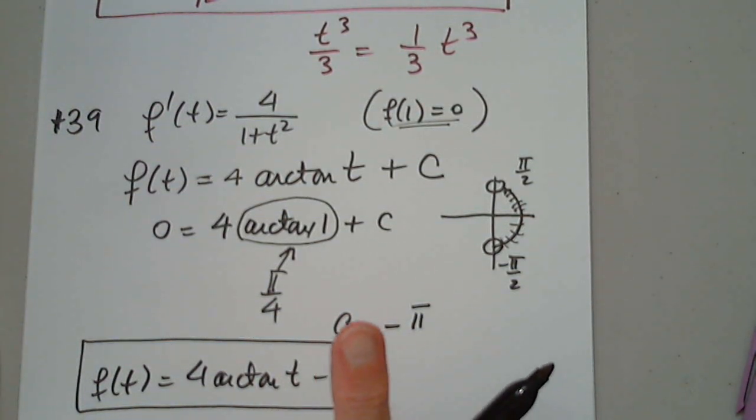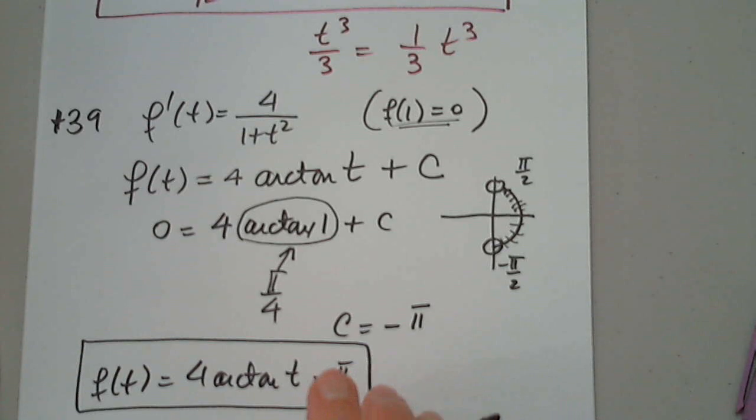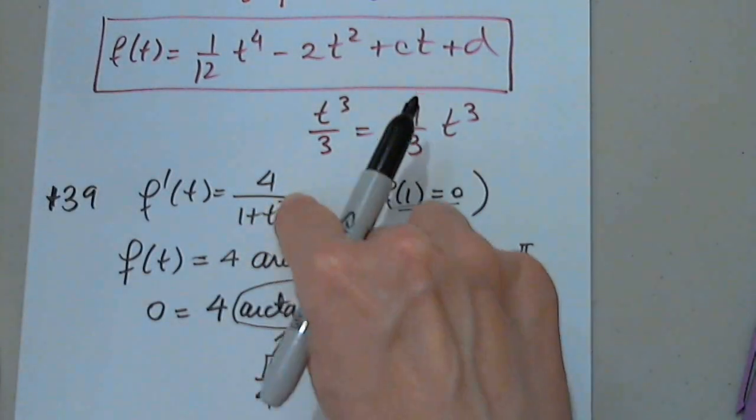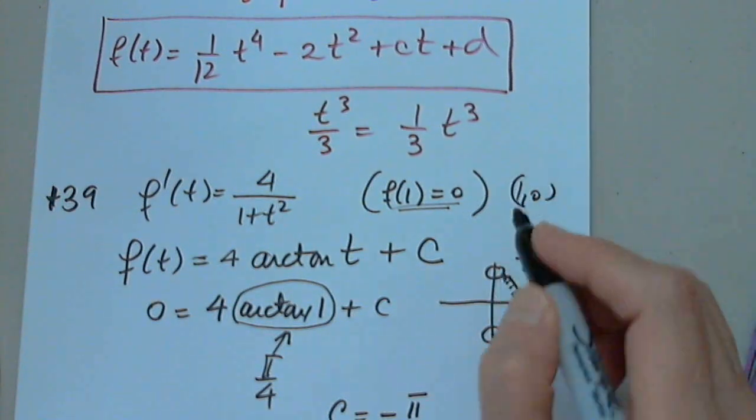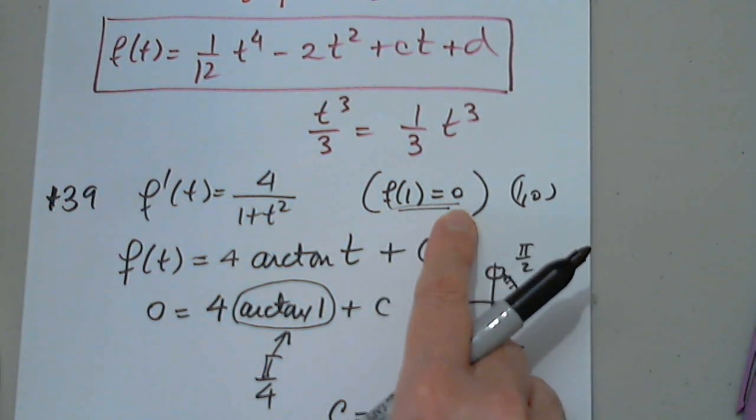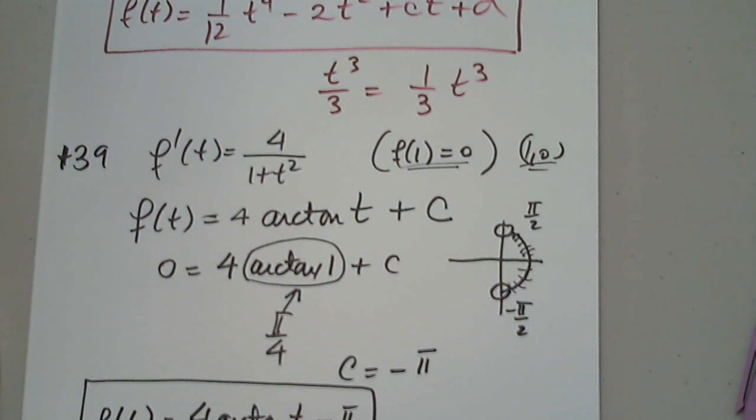This is the unique function whose derivative is this and passes through this point. What point? 1, 0. When t is 1, y is 0. It's the only function and no other.